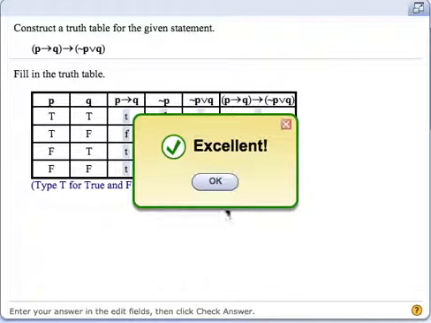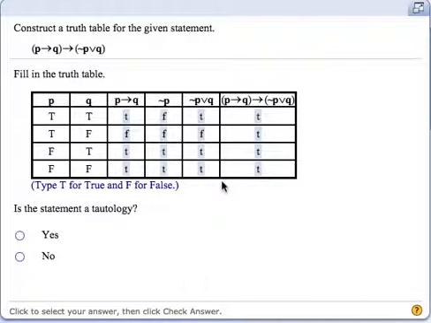I'm betting this is one of those questions that's going to ask now if it's a tautology. A tautology is one where it does not matter the truth or falsity of any of these statements. In the end, they all become true. And so this one is a yes.